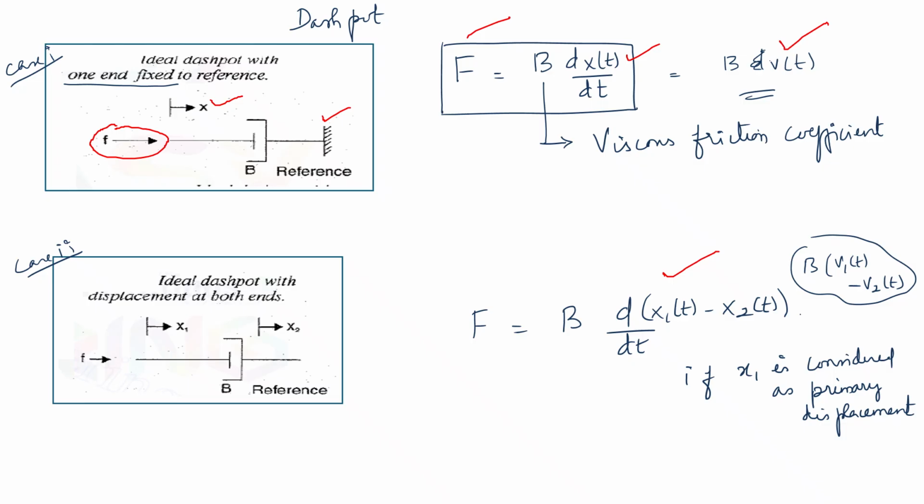Otherwise, if you are considering x2 as the primary displacement, then the equation can be reassembled as F is equal to B into the first order differentiation considering x2 as the primary displacement. So x2 of t minus x1 of t.